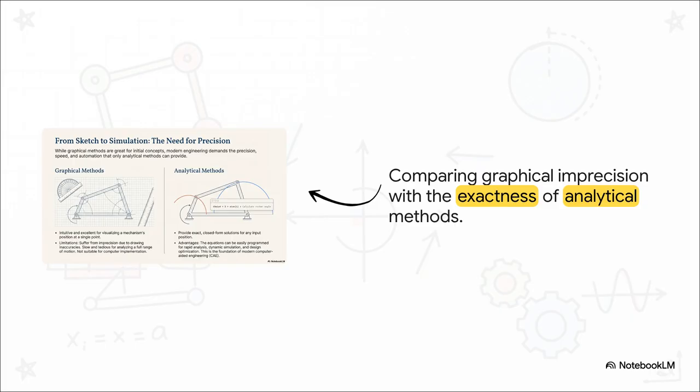Over on the left, you've got the old-school graphical methods. And look, they're great for a quick back-of-the-napkin sketch to get a feel for things. But they're also slow, and worse, they're imprecise. You just can't build a modern robot or a high-performance engine based on guesswork.